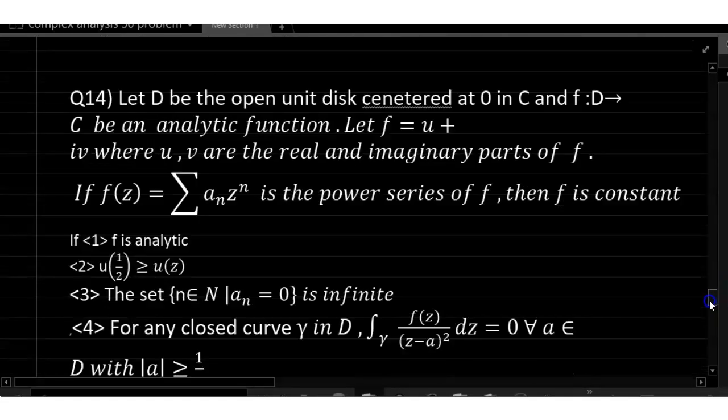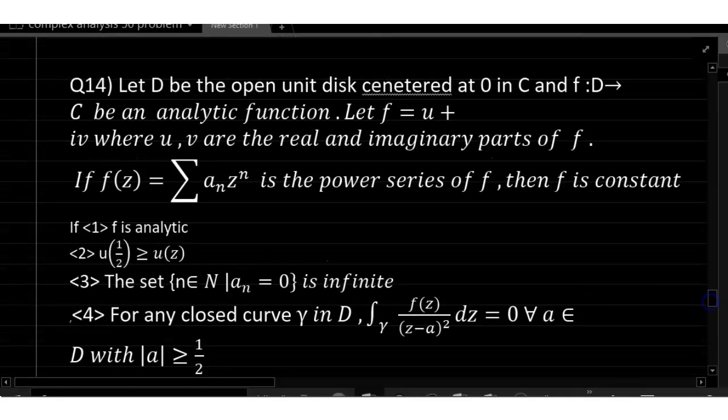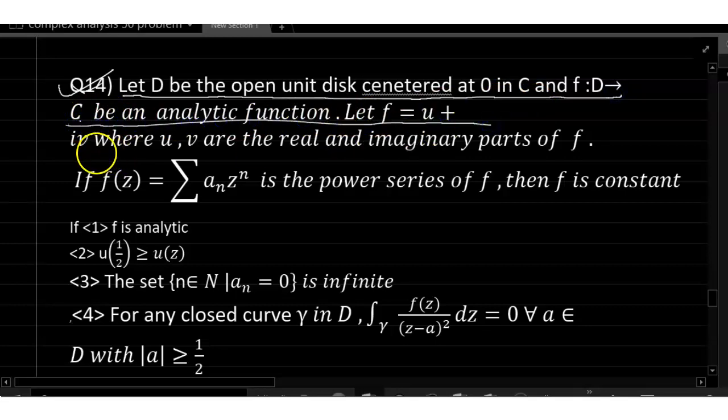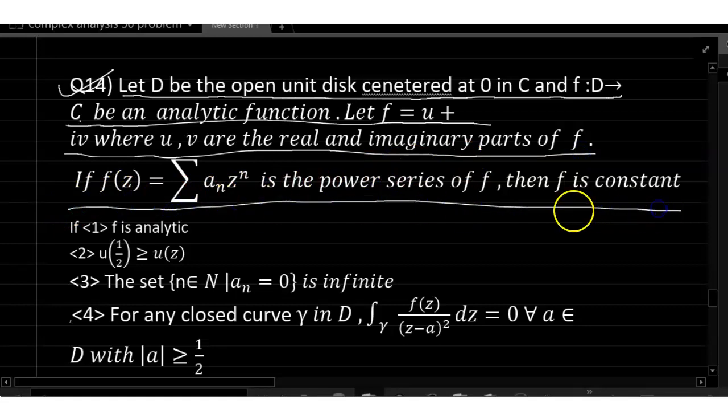Next friends, we will go to question 14. Let D be the open unit disk centered at 0 in C, and f: D to C be an analytic function. Let f is equal to u plus iv, where u and v are the real and imaginary parts of f. If f(z) is equal to the summation a_n z to the power n, then f is a constant. If f is analytic, how can we solve?